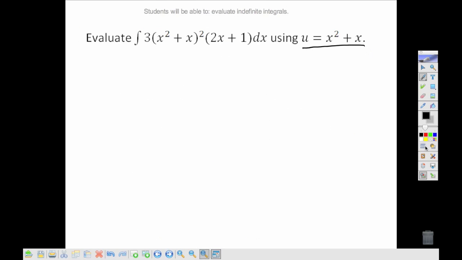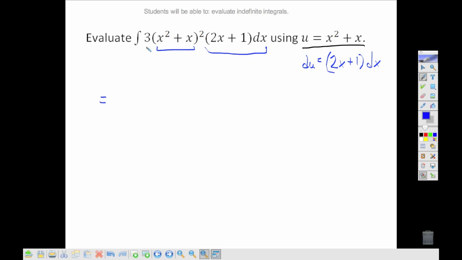Okay, for the next one, again, they're giving us something to do for our substitution. Notice the reason that they're doing that is this x squared plus x is inside of something squared, whereas this is kind of left by itself. Also, if you look closely here, because our next step is going to be changing that du, when we take our derivative, that's going to give me 2x plus 1 dx. And notice that's what we have left right here.